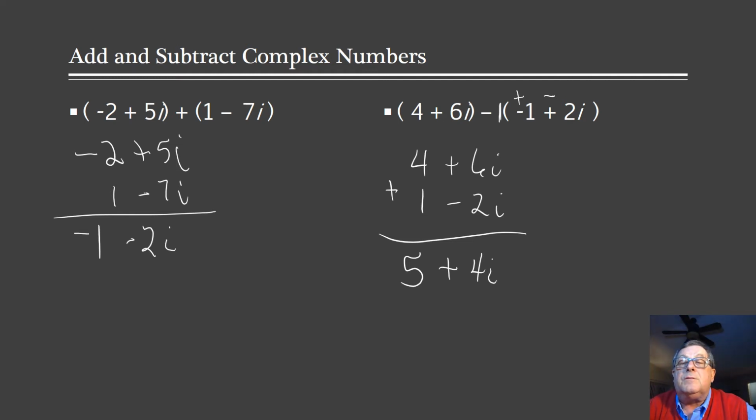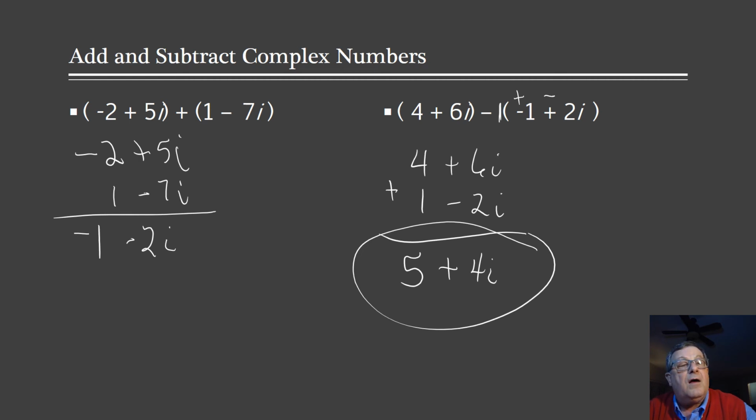And so when we subtract, or 4 plus 6i, and subtract from that -1 plus 2i, the result, the solution, the evaluation is 5 plus 4i. Well, there you go, adding and subtracting complex numbers. Next, we'll look at multiplying complex numbers, and then we'll look at dividing complex numbers. Imaginary land. So exciting.